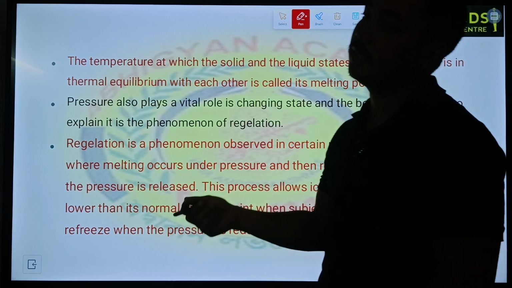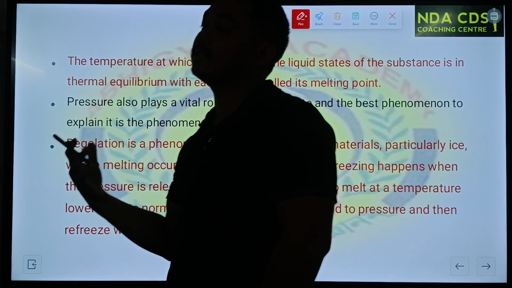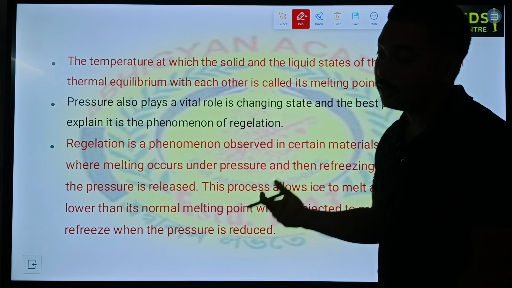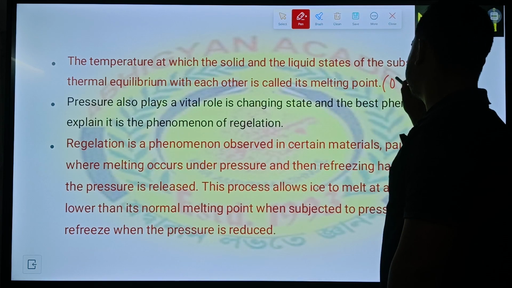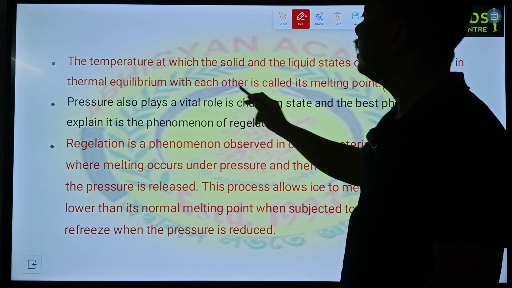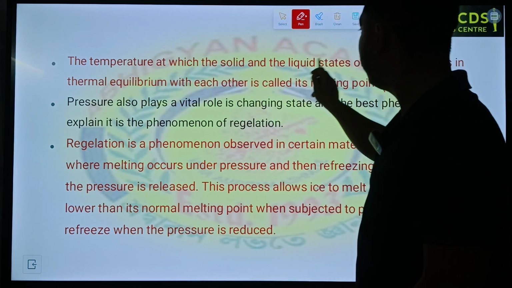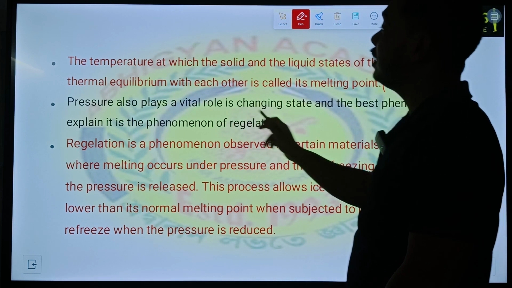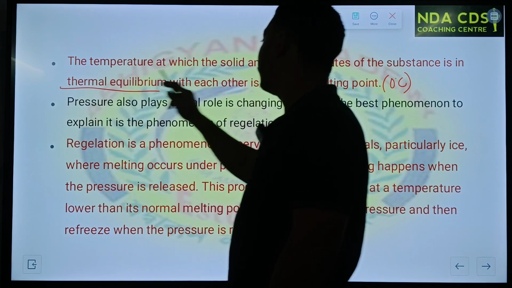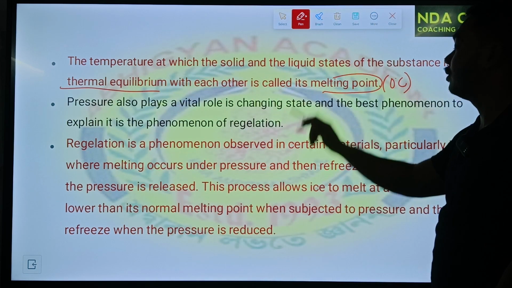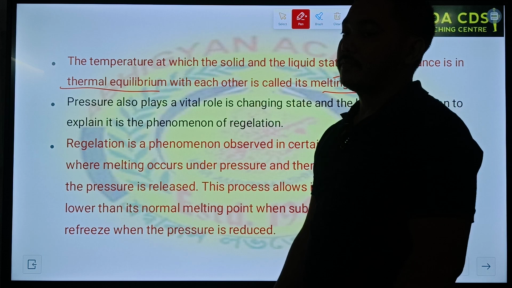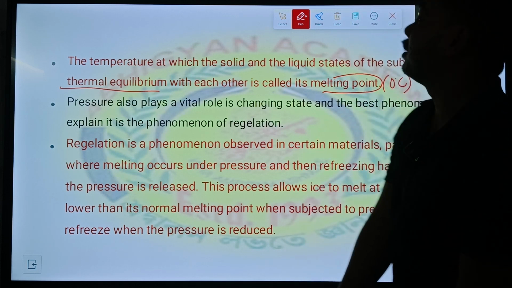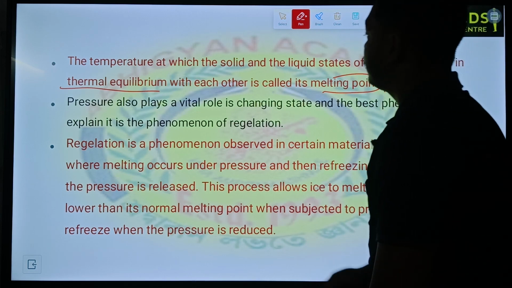Normally, how do we define it? We say that the temperature at which the solid substance melts is what we call 0 degrees Celsius or the melting point. But in actuality, the temperature at which the solid and the liquid states of the substance are in thermal equilibrium is what we call the melting point. They might ask you either way, or in many other ways.